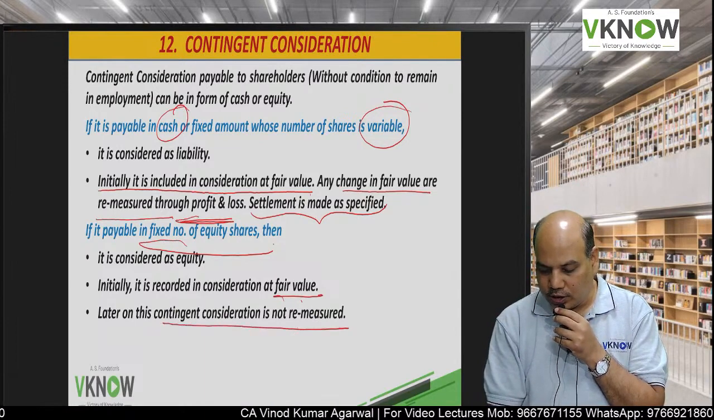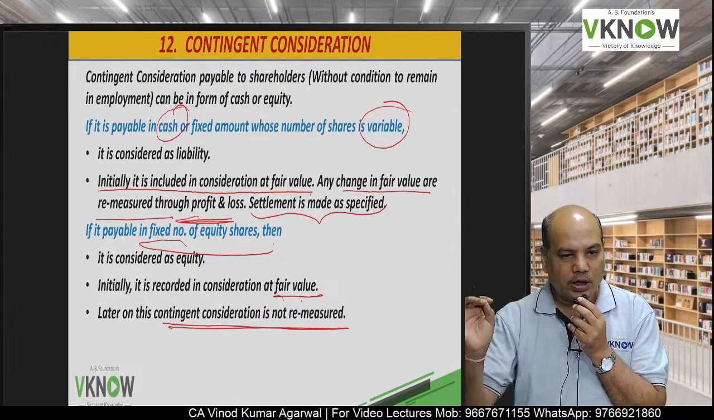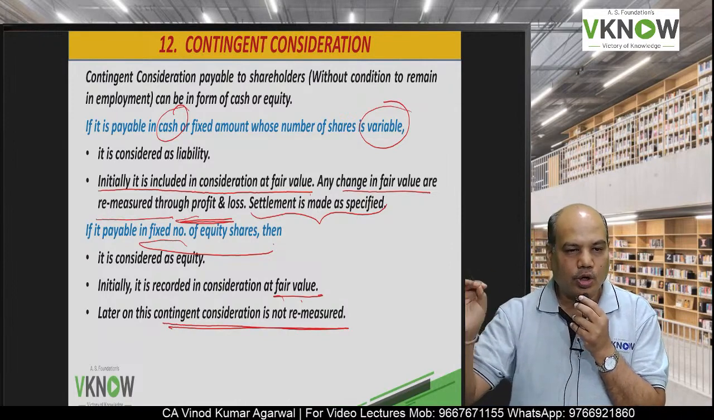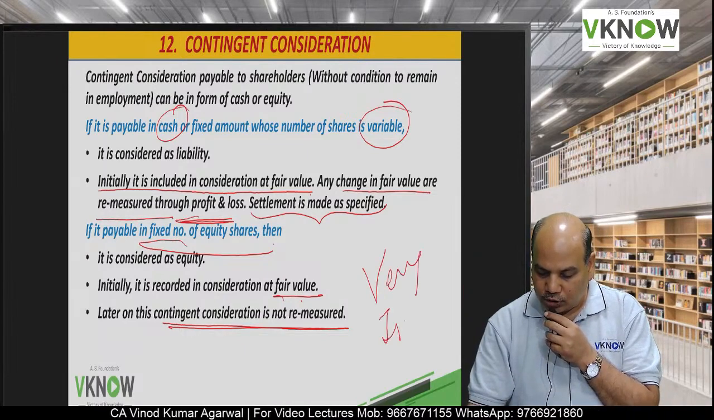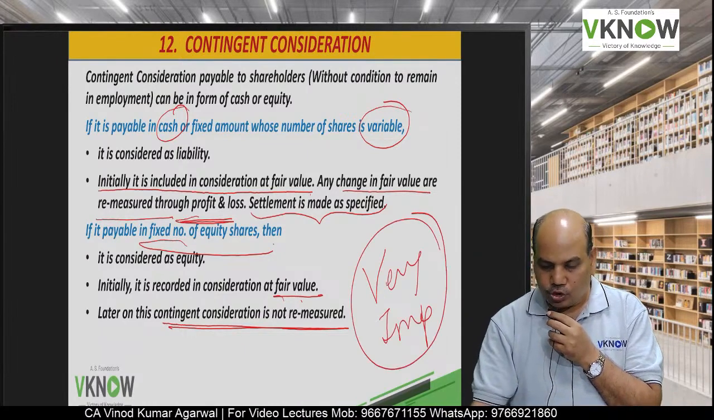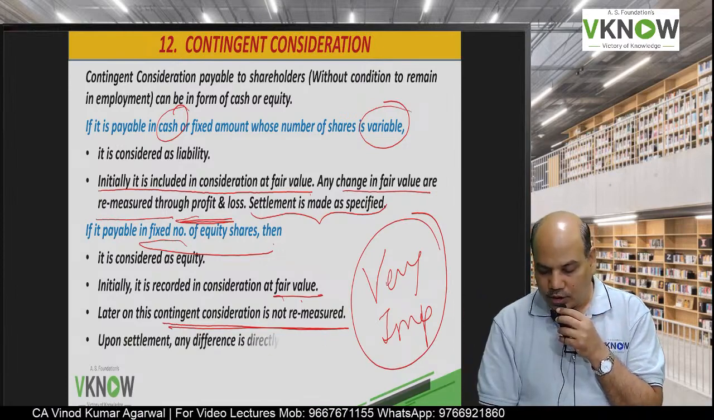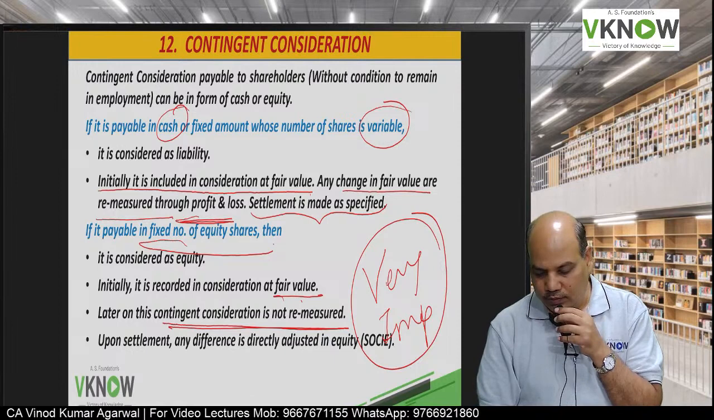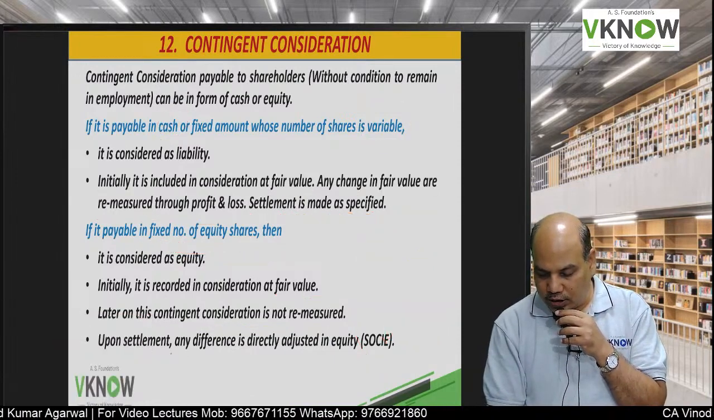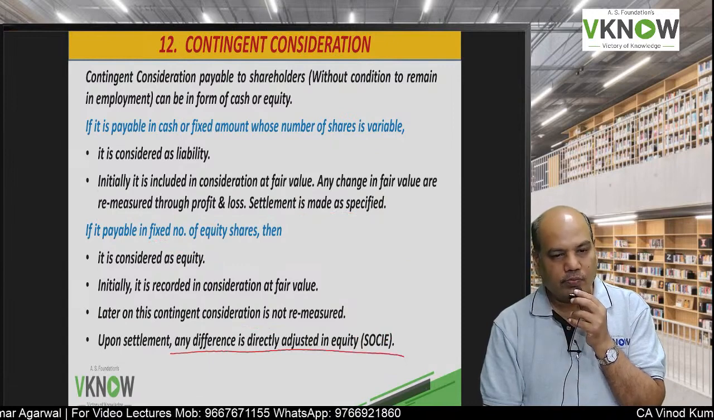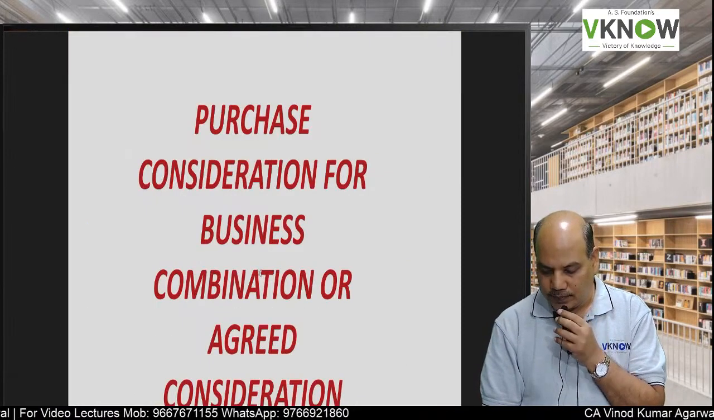But subsequently, if contingent consideration is payable in the form of a fixed number of equity shares, very important, it will not be remeasured. You can get a 4 mark or a 6 mark question from this paragraph, and accordingly you have to do the accounting. Upon settlement, any difference, if any, will be adjusted directly in the statement of changes in equity.